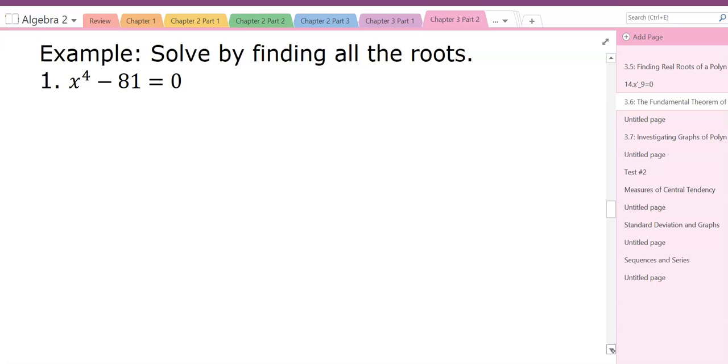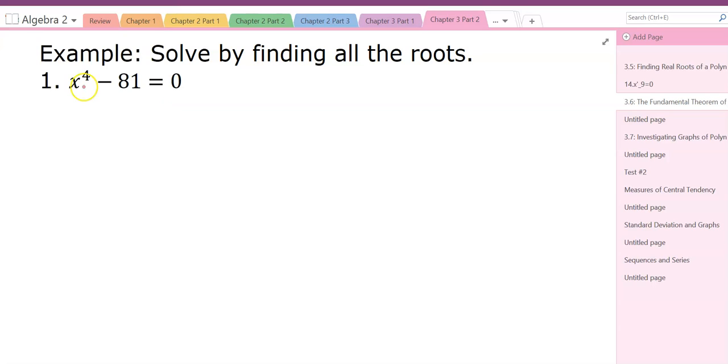For this one, I have x to the 4th minus 81. Now, before you just say, okay, I'm going to add 81 and find the 4th root, remember, I've got to find 4 answers to this problem. If I do that, that's only going to give you 2 because you're going to have the positive and the negative root of that. So there's still 2 out there that are missing. So we need to find them.